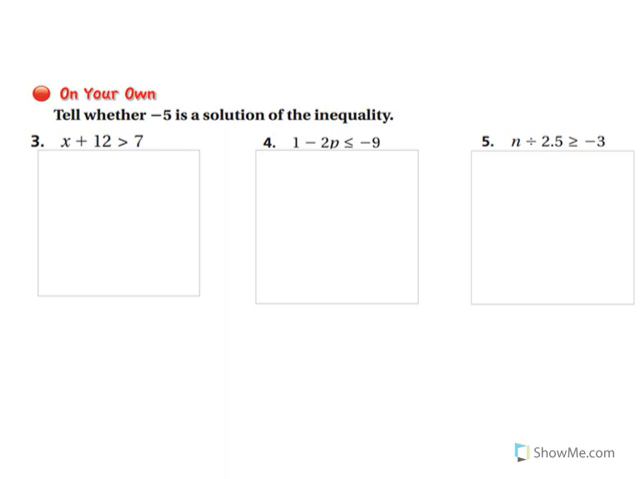So it says tell whether -5 is a solution of the inequality. So we're going to test -5 for every x value. So we have -5 plus 12 is greater than 7. And negative 5 plus 12 is 7. Is 7 greater than 7? Nope. It is equal to 7, but is not greater than 7. So this will be a no.